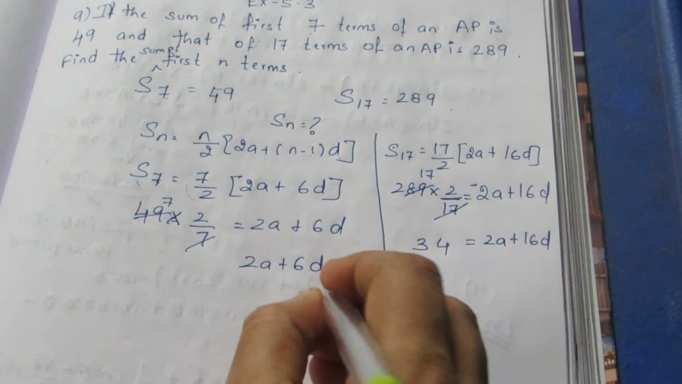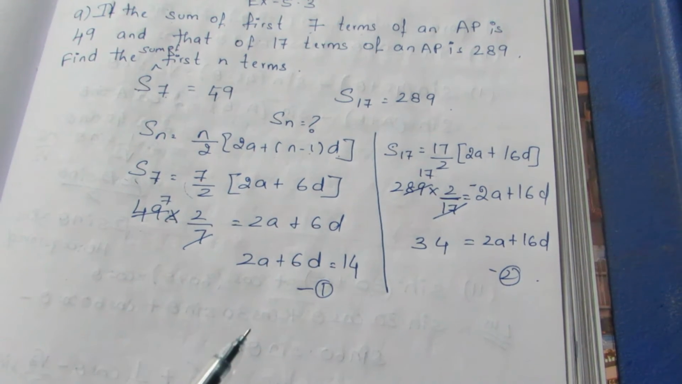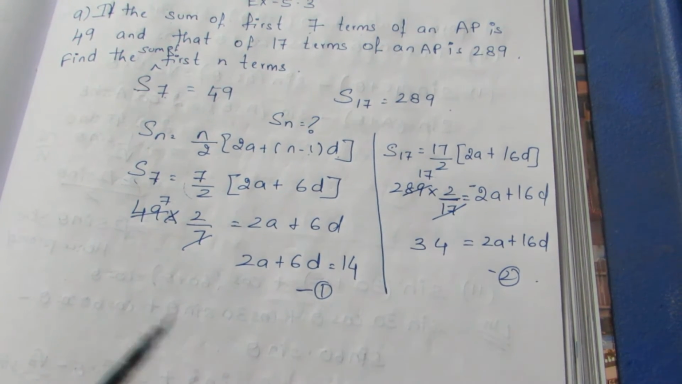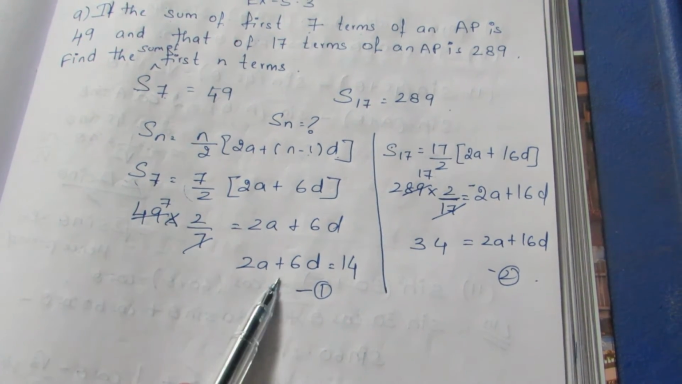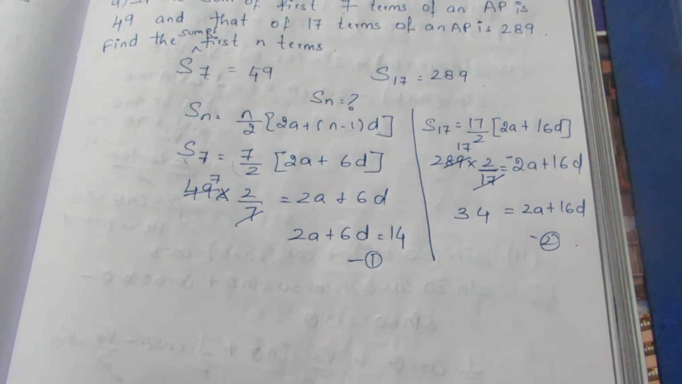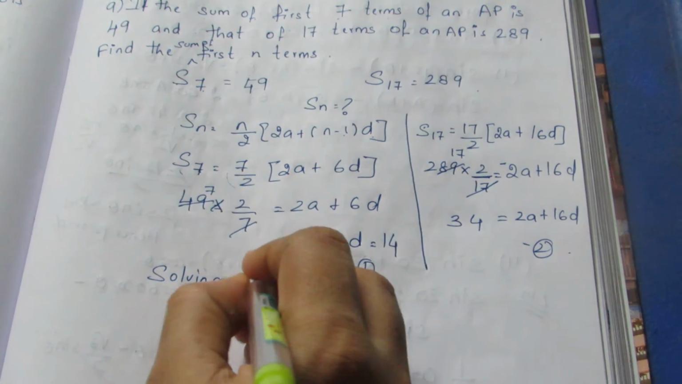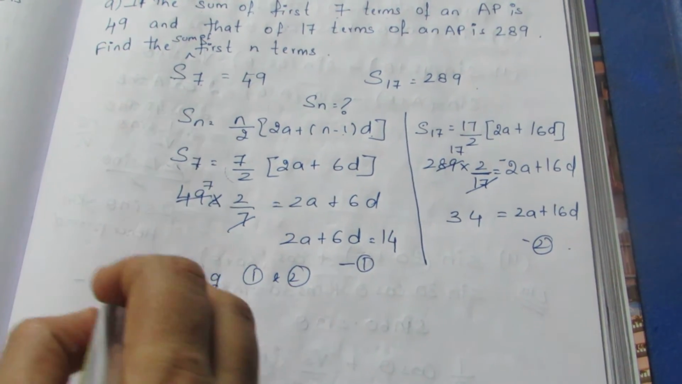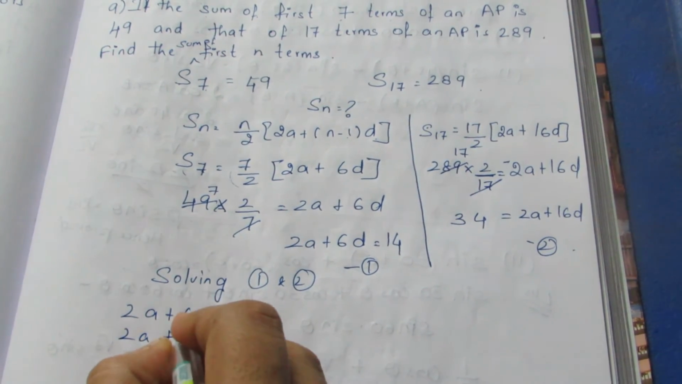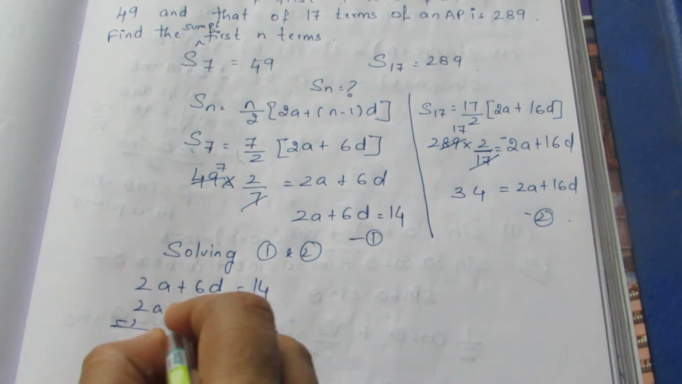Now I am taking this equation to be 1 and this equation to be 2, because we don't know a and d. We need to solve for a and d. If we need to solve for a and d and there are two equations, we will go with the elimination or substitution method. It's better to go with the elimination method, because here is also 2a, here is also 2a. You can easily solve if we go with elimination. So solving 1 and 2: 2a plus 6d equal to 14. Similarly 2a plus 16d equal to 34. I am going to subtract, only then we can cancel.